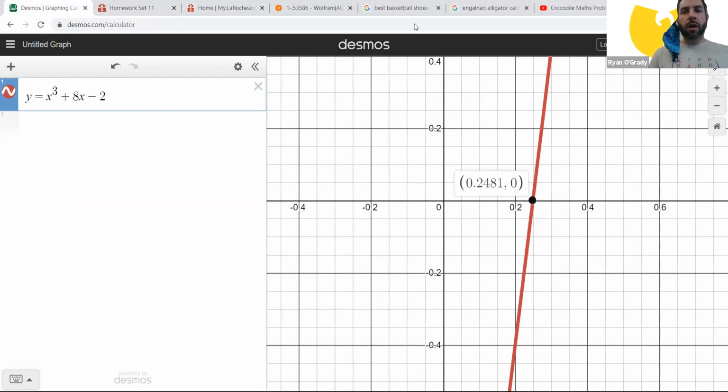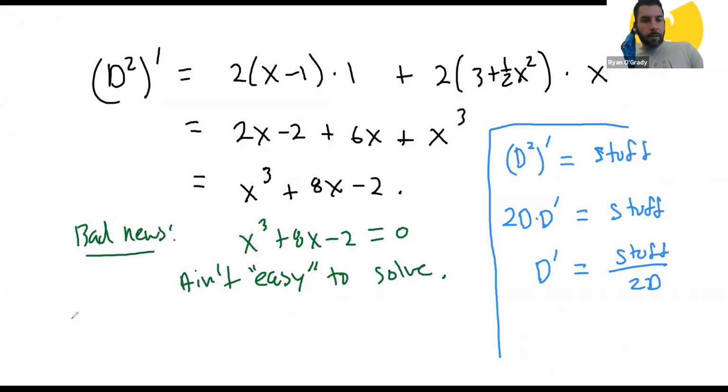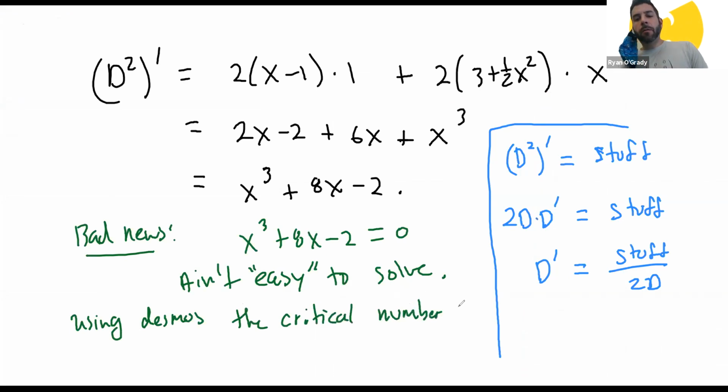So how would we properly write this? So we could say, using Desmos, the critical number is x approximately 0.2481. Now, this is not ideal, but it's the best we can do right now.